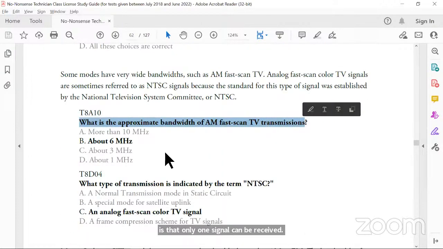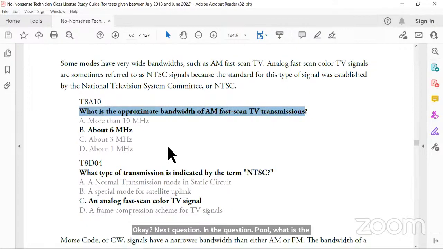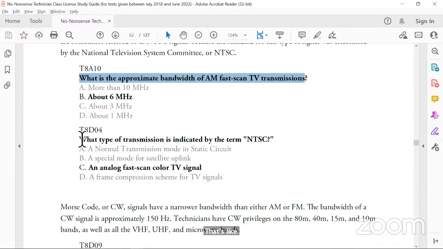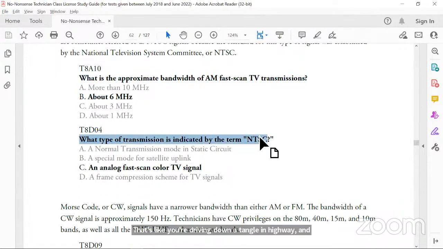Okay, next question in the question pool. What is the approximate bandwidth of an AM fast-scan TV transmission? So the approximate bandwidth, a lot of bandwidth. It's 6 megahertz wide, very, very wide. That's like you're driving down a 10-lane highway and you are driving on all 10 lanes. You're taking up all of them. Pretty wide bandwidth that you're taking up, right, for video.